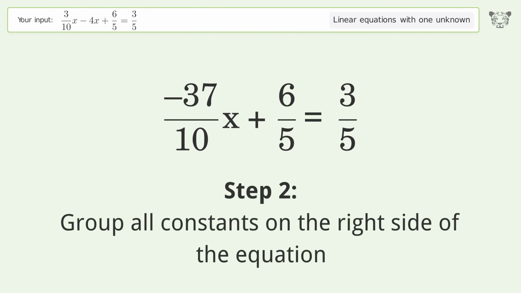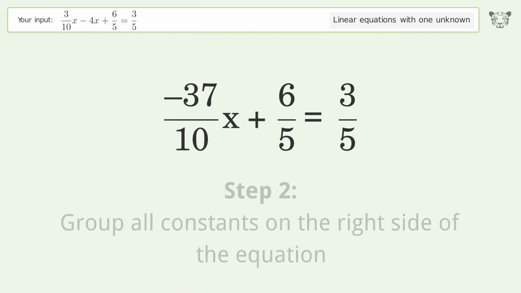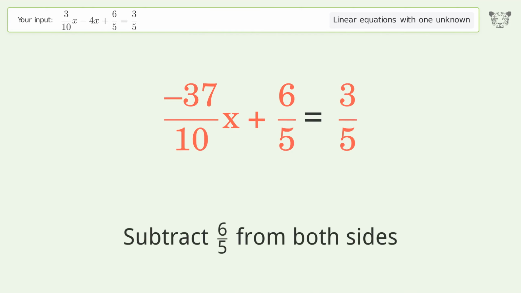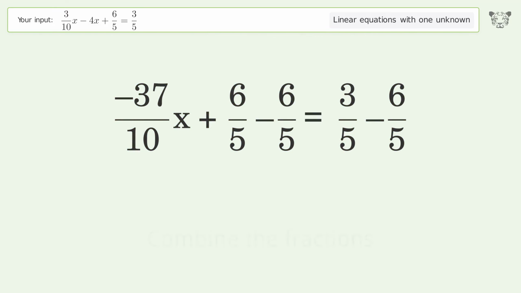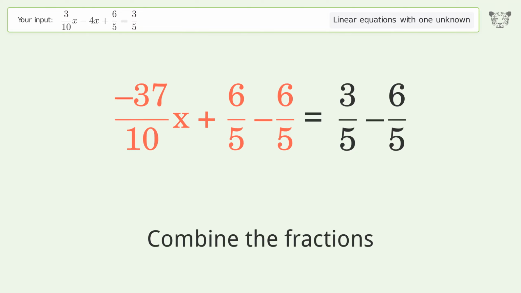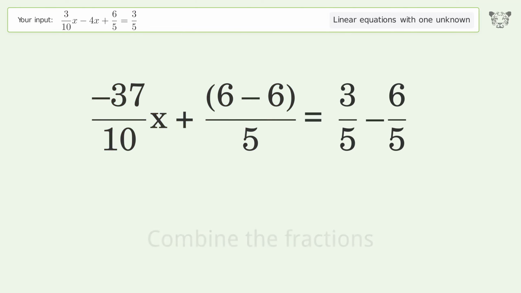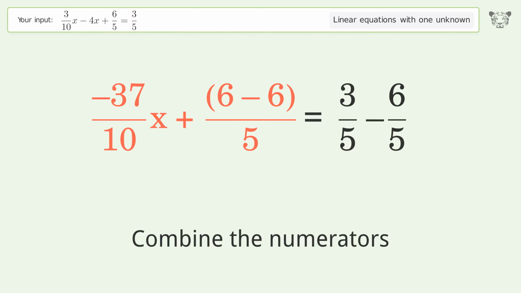Group all constants on the right side of the equation. Subtract 6/5 from both sides. Combine the fractions. Combine the numerators.